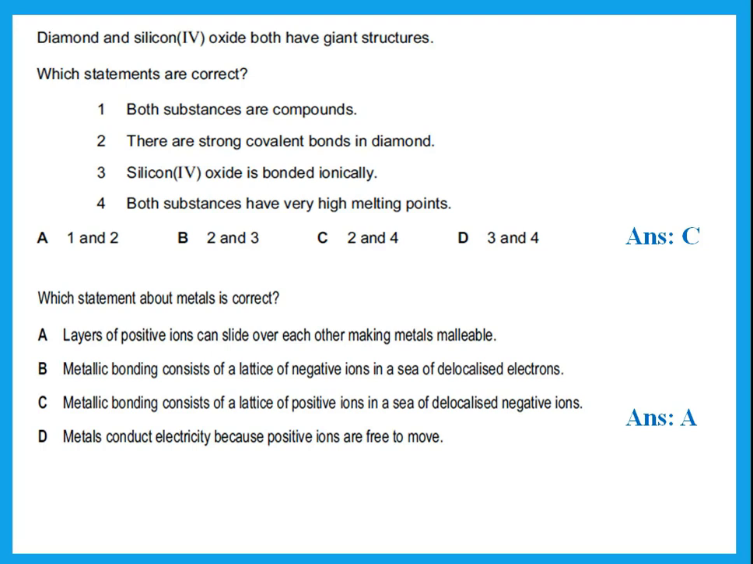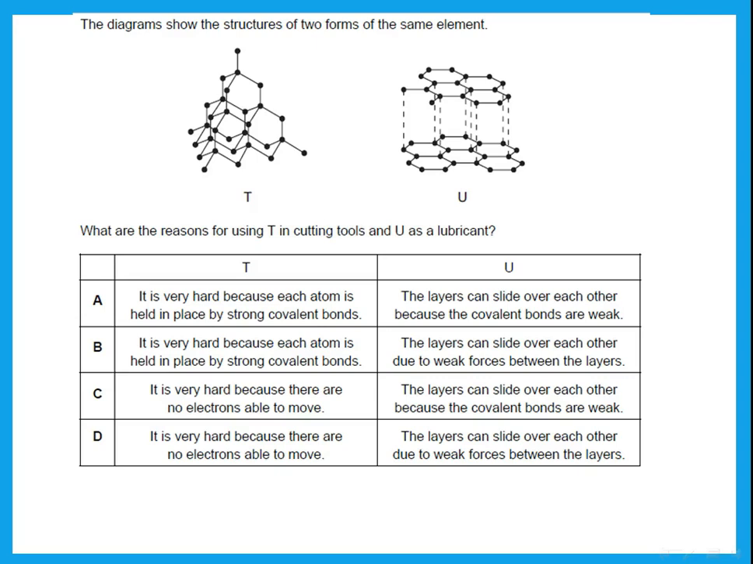Now, metallic bonding consists of a lattice of positive ions in a sea of delocalized negative ions. No, it's positive ions in a sea of delocalized electrons. Metals conduct electricity because positive ions are free to move. No, metals conduct electricity because the electrons are free to move, not the positive ions. Okay, the diagram shows the structures of 2 forms of the same element.